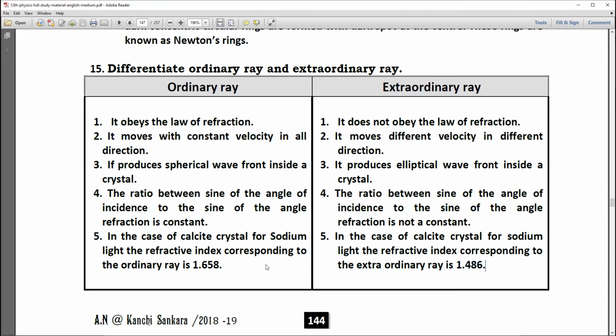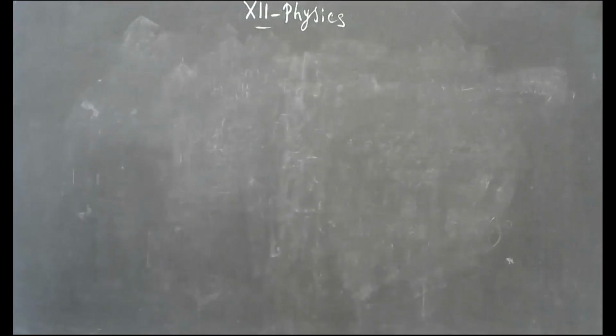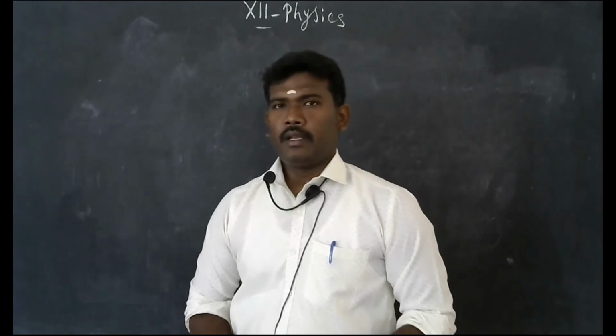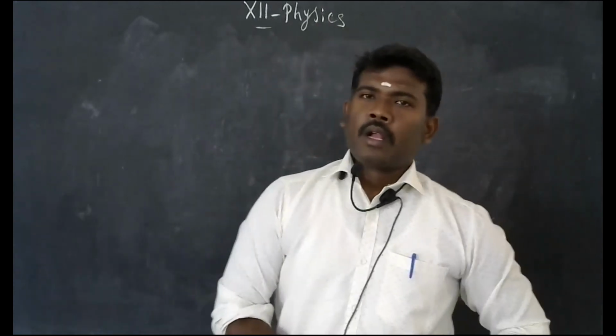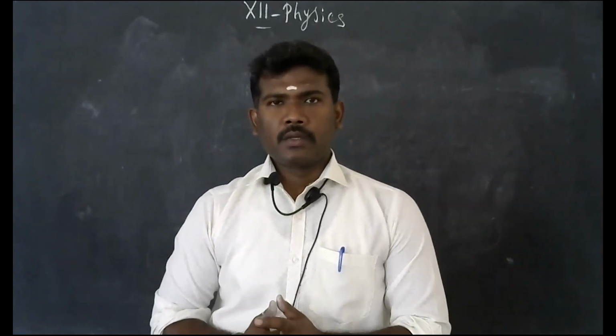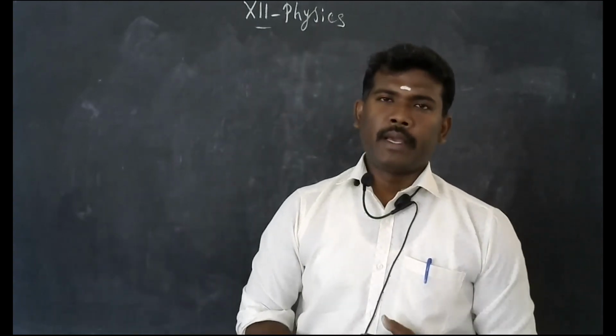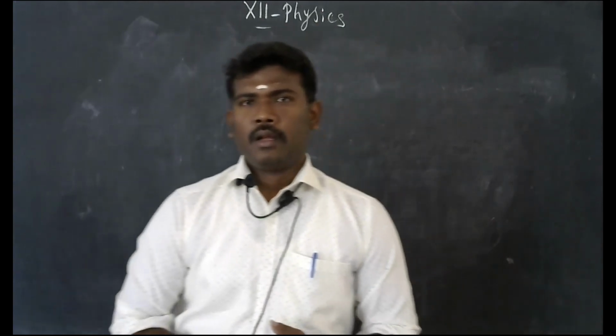So mainly we focus on the 3 points, and we can extend that up to 5 points. This is related to ordinary and extraordinary light rays. So students, in this class we completed the topic of the techniques to produce polarized light, and also we discussed some of the experimental arrangements to produce polarized light.